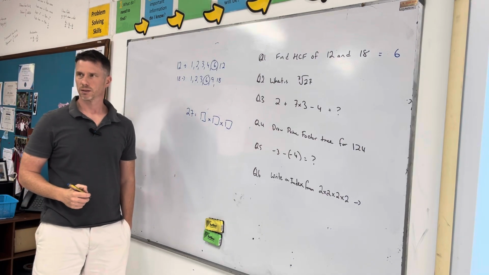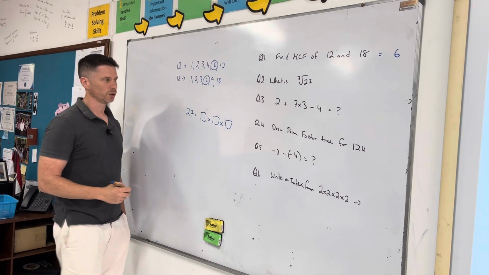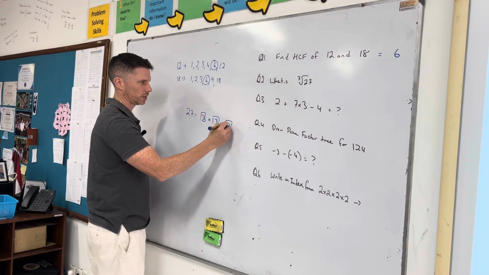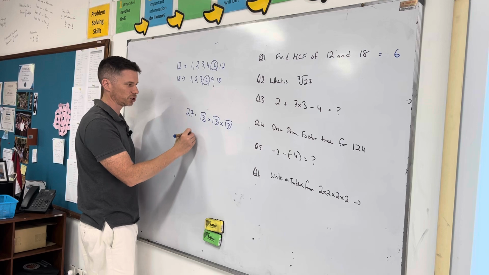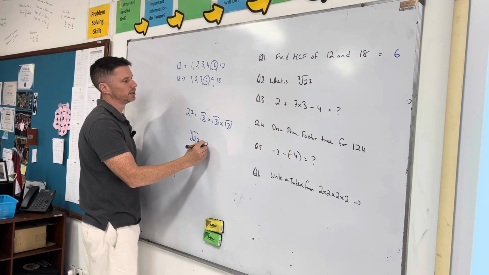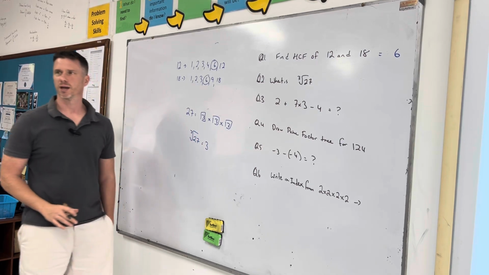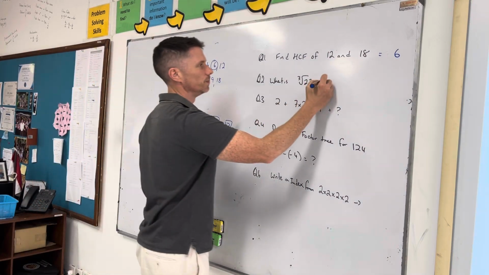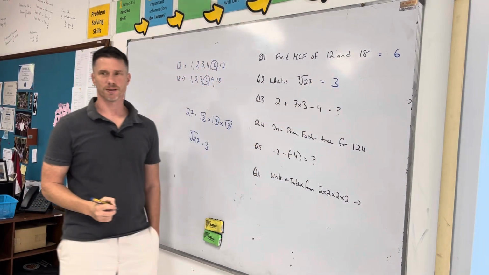Flynn, what is that number? 3. Okay, so another way of writing that then is the cube root of 27 is 3. So that's pretty much the same way. So that cube root is 3.